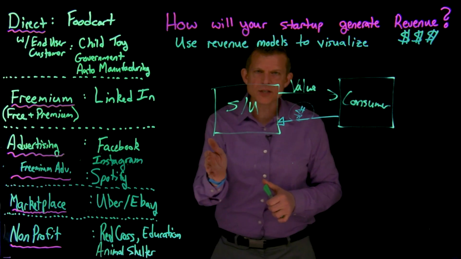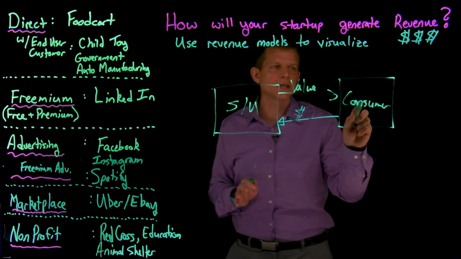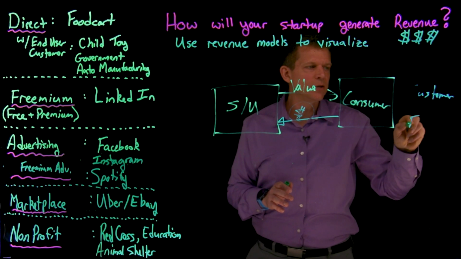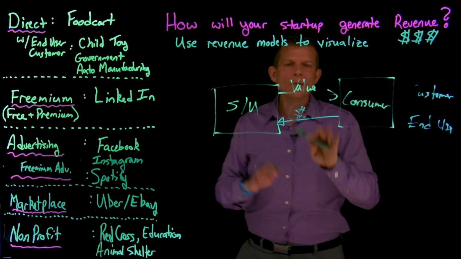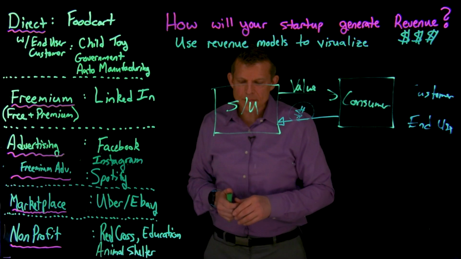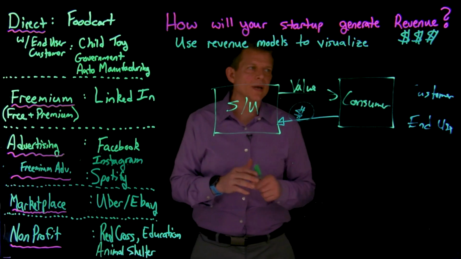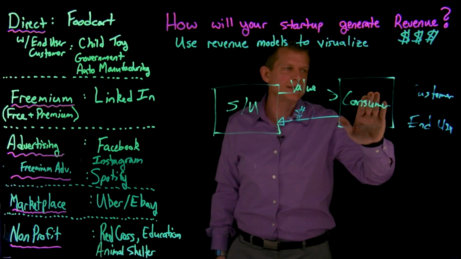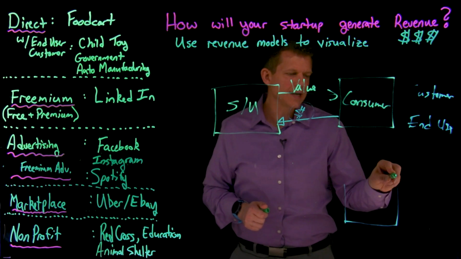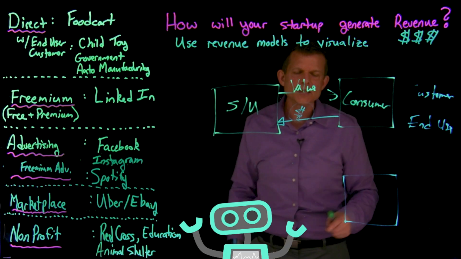One of the distinctions we talked about in the Henry Ford Academy, if you remember, is the distinction between the customer and end user. And I want to point this one out for the direct revenue model just so that we're clear in that sometimes we can have a direct revenue model where we have a distinction between the customer who pays and the end user. A child's toy, as an example. Government and auto manufacturing.